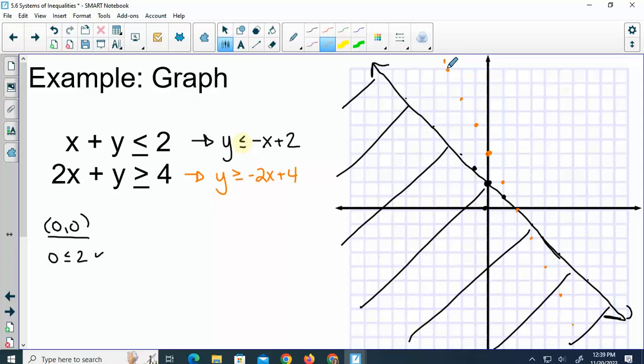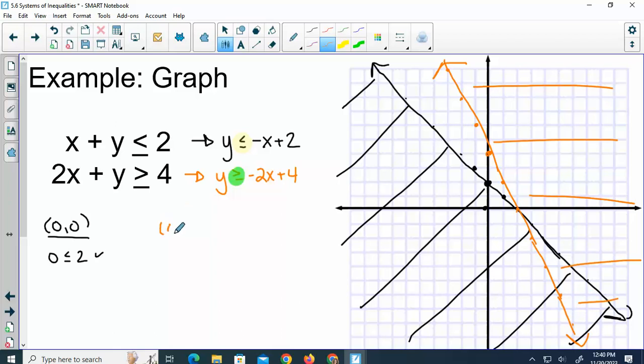Also had an equal to, so also solid line. So, can you use my trick? Do you know which side you would shade? The top side. So this way. If you put in 0, 0, you get the same thing. You would have 0 is greater than or equal to 4. That is false, so that means you can't shade 0, 0, so we shade the other side.